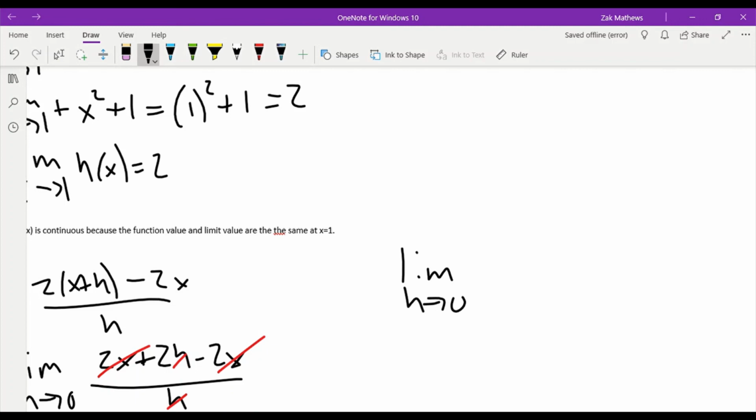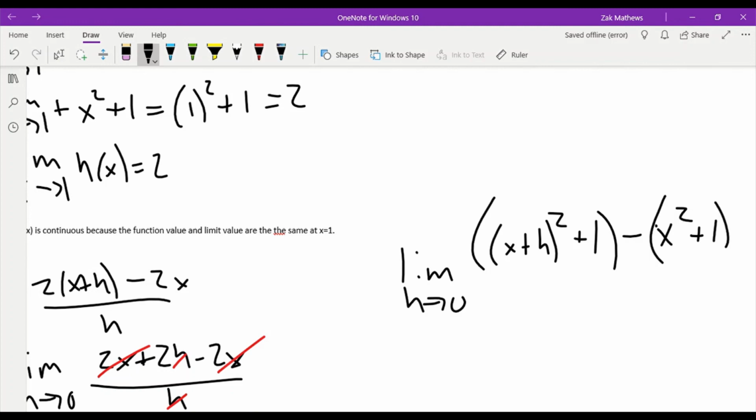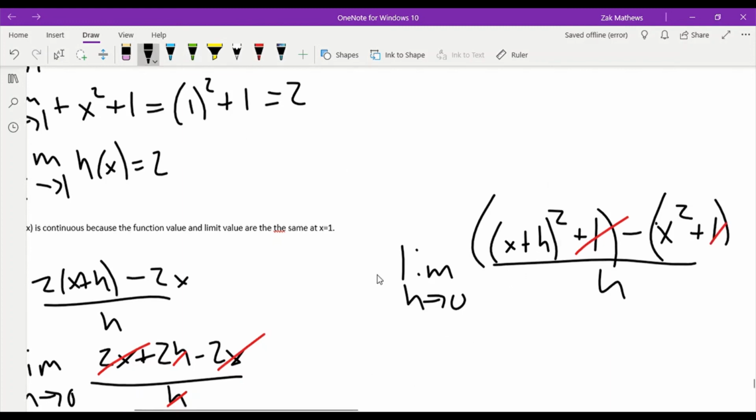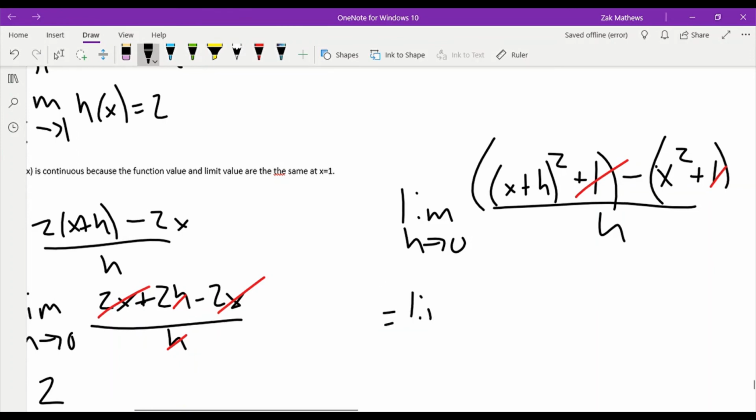Next I'll look at the limit as h goes to 0 for the second half. So that would be the x squared plus 1. So we'd have x plus h squared plus 1 minus x squared plus 1 all over h. And so if I want to, I can cancel off the 1's right away, but the x squareds I can't because I do have to multiply this out or fully distribute that. And so we'd have the limit as h goes to 0, x squared plus 2xh plus h squared minus the x squared all over h.